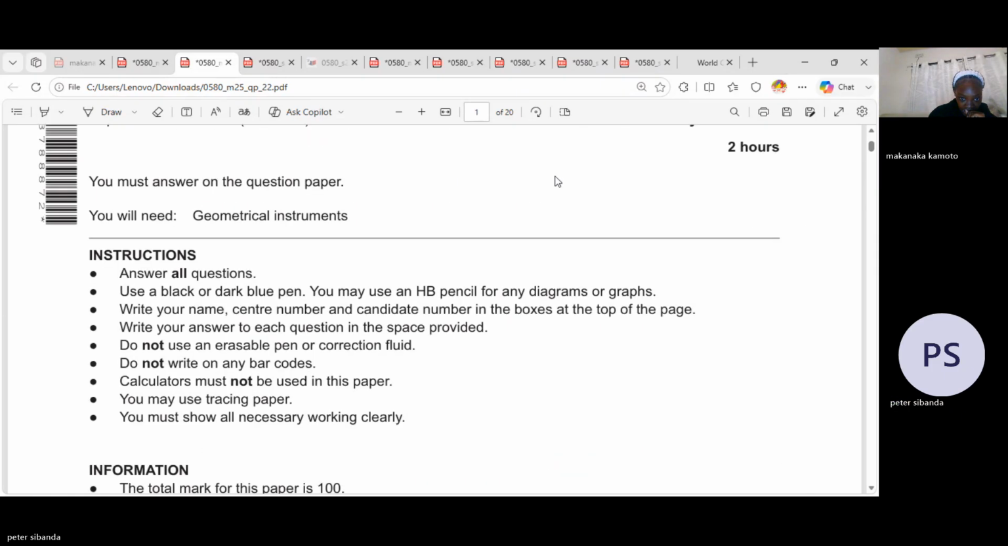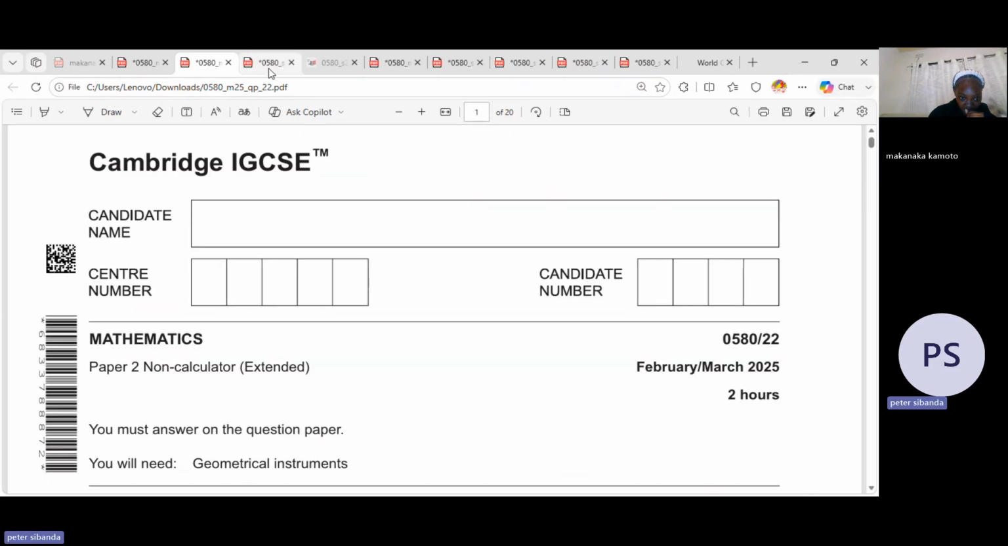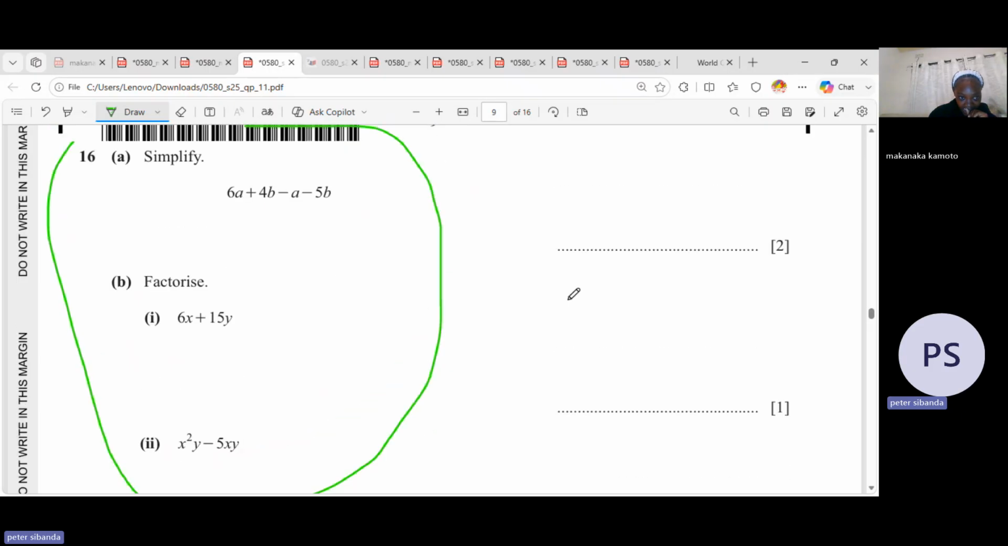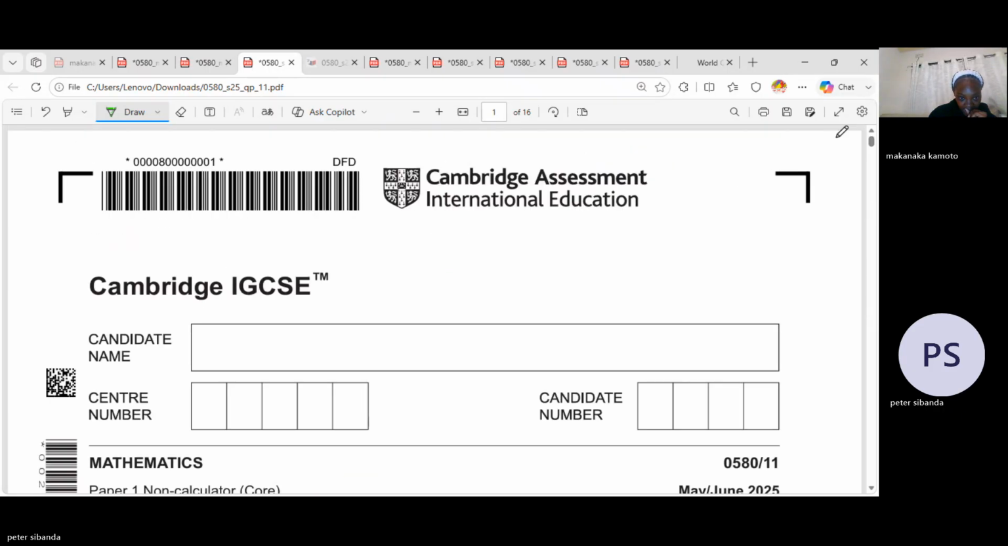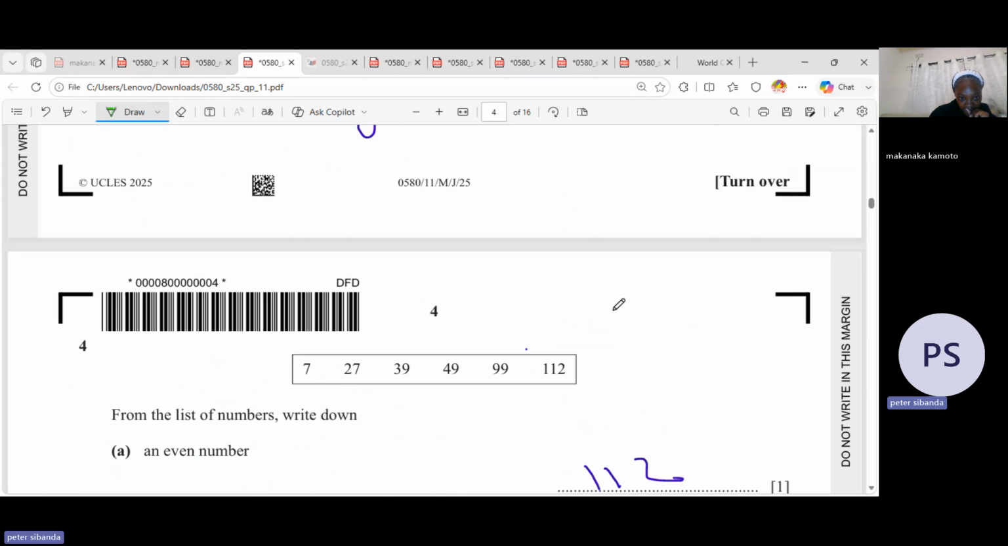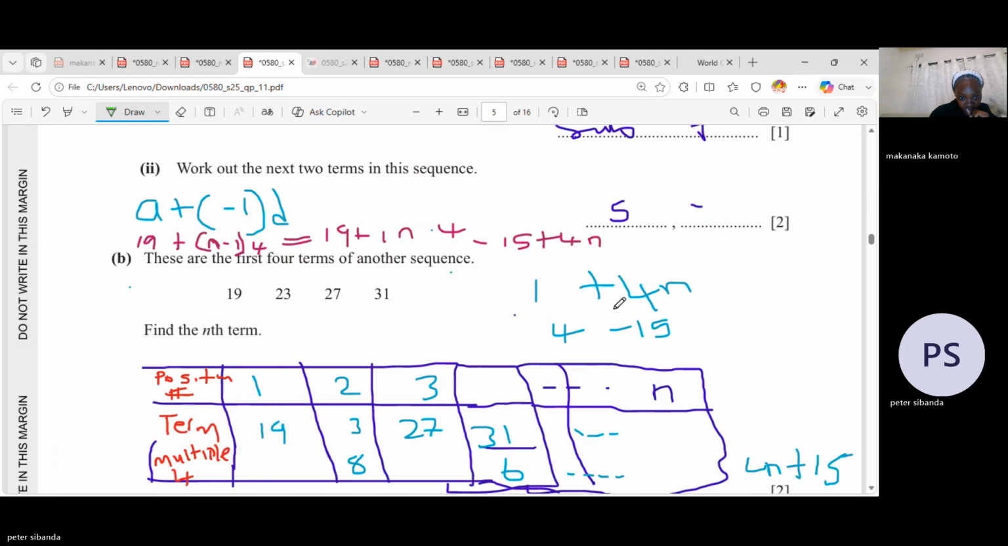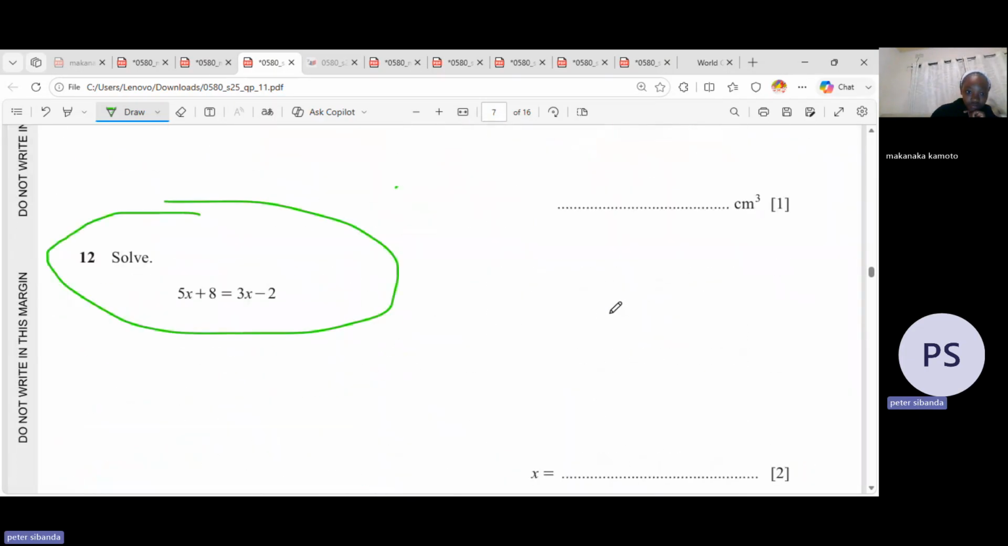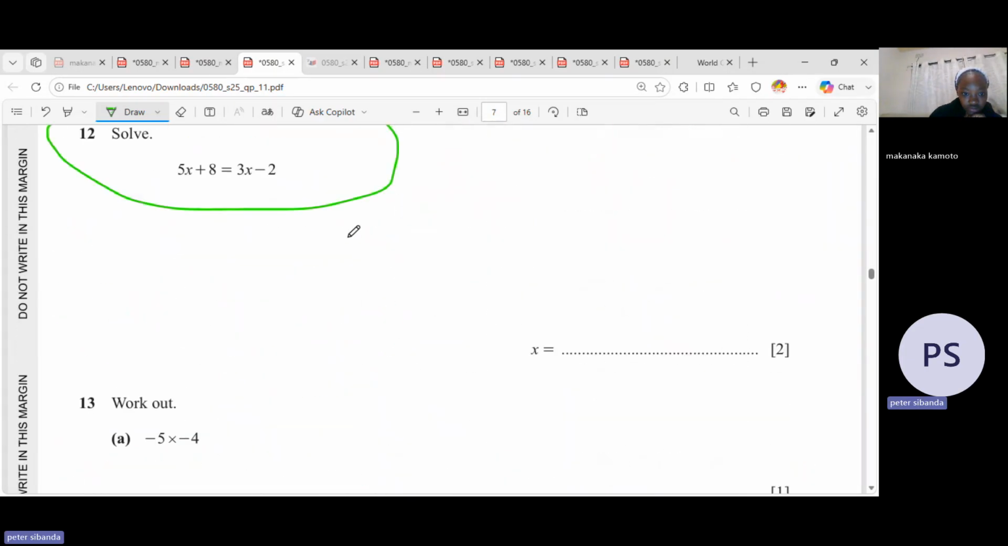This is paper 2, so we can not think about it right now. Any second thing here? You know there is. Oh, there's an equation to solve here. Let's solve it. Okay. It's 5x plus 8 equals 3x minus 2.